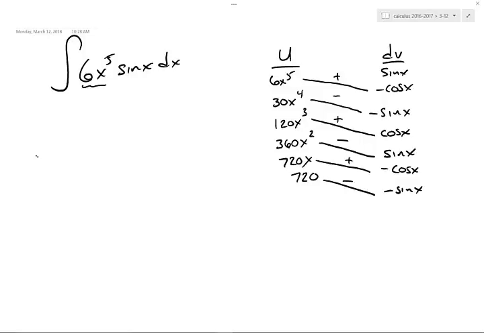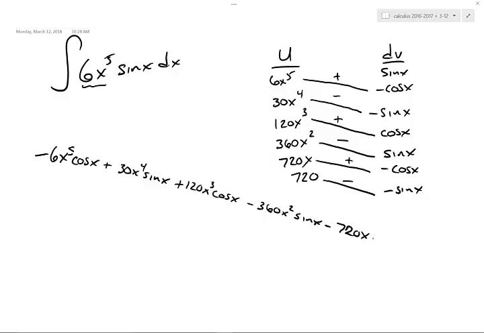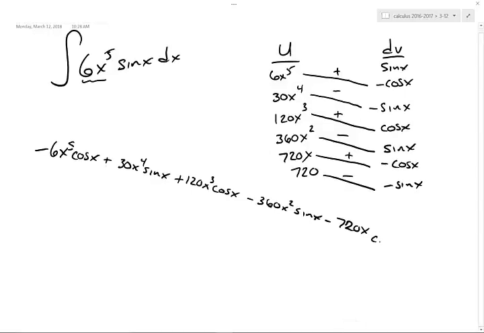And so my answer is simply negative 6x to the 5th cosine x. And then it's minus and minus, so plus 30x to the 4th sine x. And then plus 120x cubed cosine x, minus 360x squared sine x, minus 720x cosine x, and then plus 720 sine x plus c.